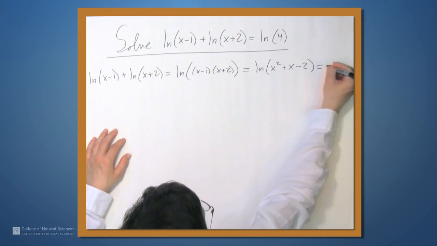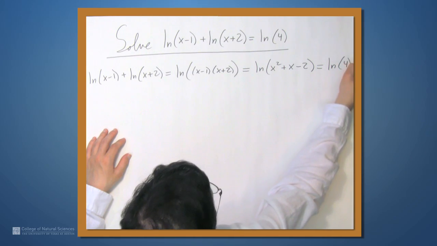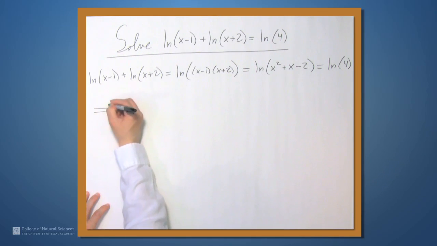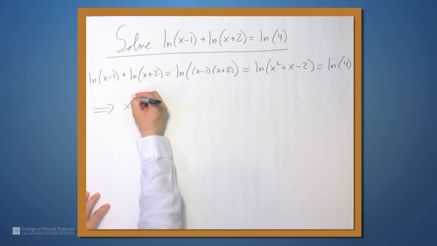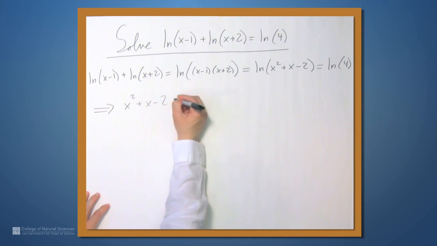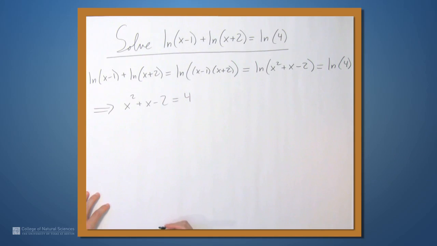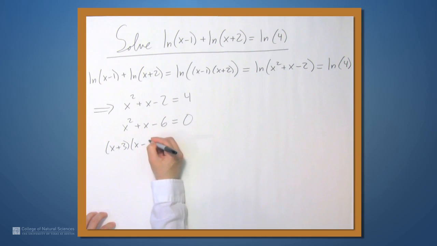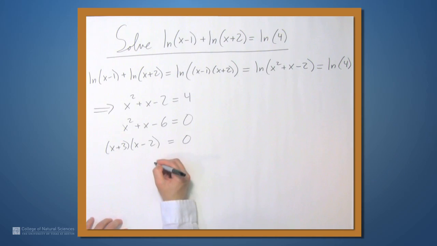Now, if we're setting that equal to natural log of 4, that means that what's inside the natural log here equals what's inside the natural log on the right. So this means that x squared plus x minus 2 is 4. So we move 4 to the other side, we get x squared plus x minus 6 equals 0. This left-hand side factors nicely. It factors into x plus 3, x minus 2 equals 0. So x is negative 3 or 2.